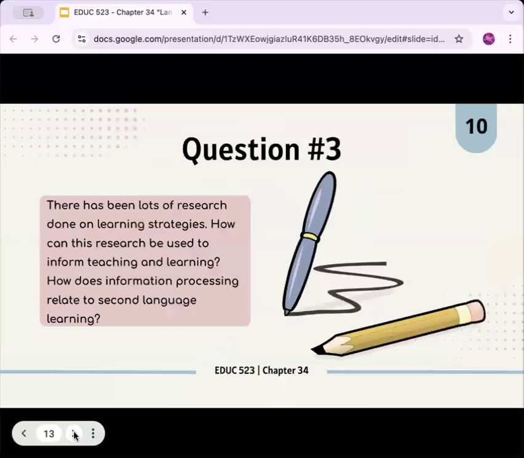Here we're going to move into question number 3. Take a moment to think. There has been lots of research done on learning strategies. How can this research be used to inform teaching and learning? And how does information processing relate to second language learning?